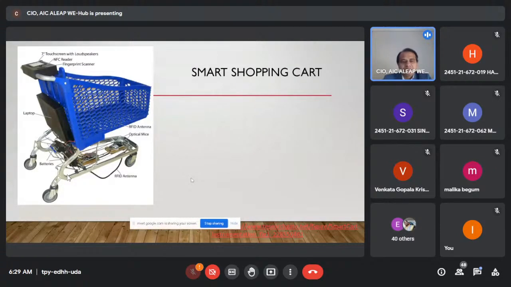Smart shopping carts. Now you place an RFID device and NFC reader here. Then you place any of your items. Immediately it reads the barcode automatically through the NFC reader and an RFID antenna, and later it goes into the billing section automatically. You need not wait at the billing section, so you pay through Paytm right here, and then you just walk to your car and move on. That is how the smart shopping cart can be done by using these technologies, RFID and NFC.